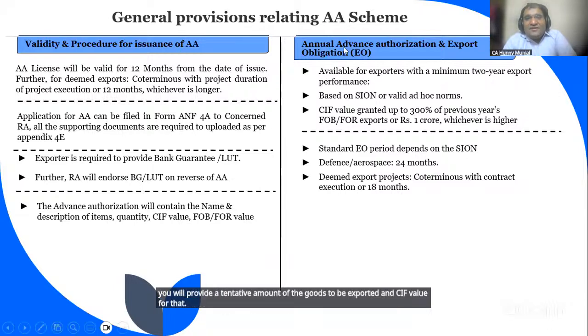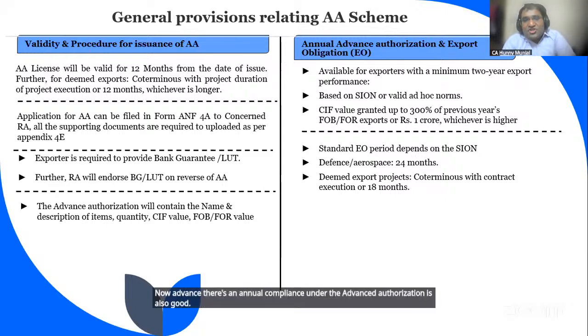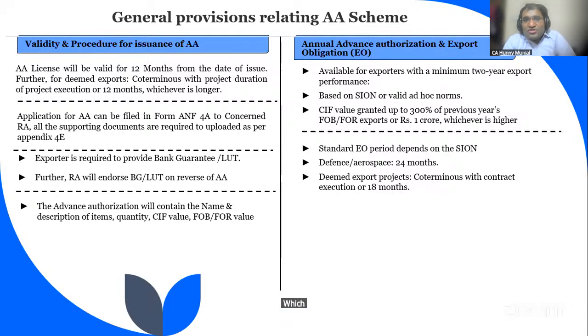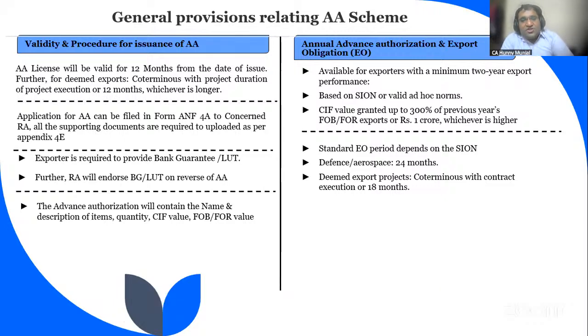Now, there's an annual compliance under the advance authorization also, which every person who is registered under this has to comply with within 2 years of export. Now, this scheme provides a standard input-output ratio, on the basis of which the government has provided an industry-wide ratio.